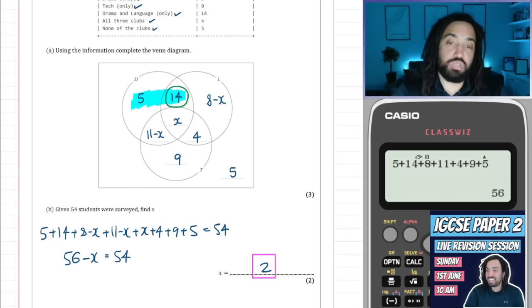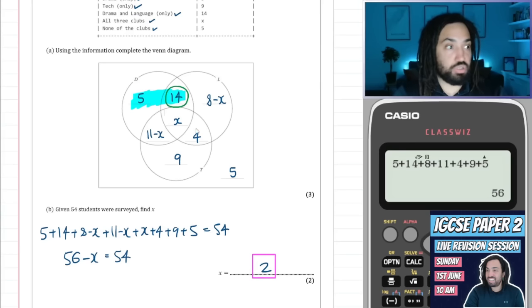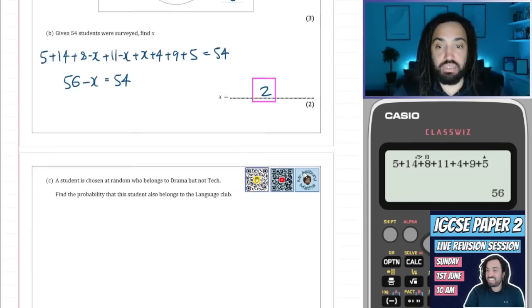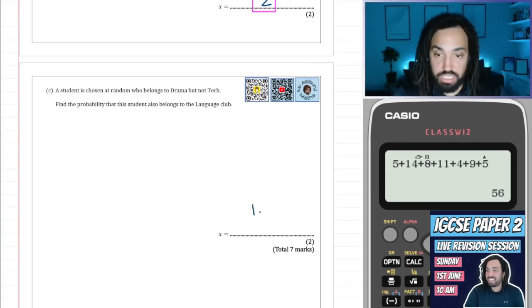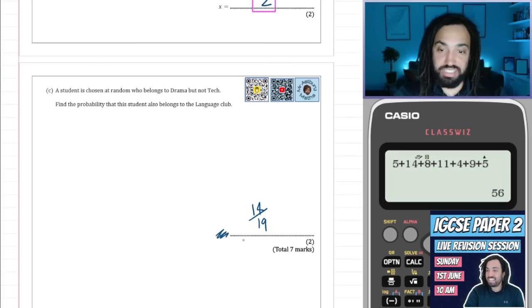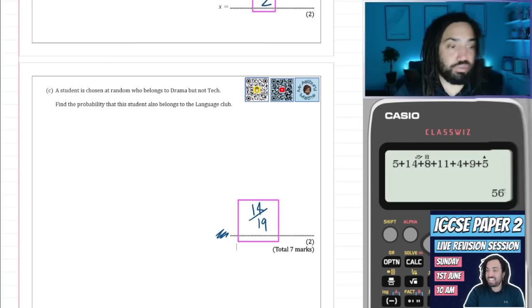So there's 14 people out of a total of 19. So the answer is 14 out of 19. I didn't mean to write x there. Whoops. So 14 out of 19 is the answer to that question.